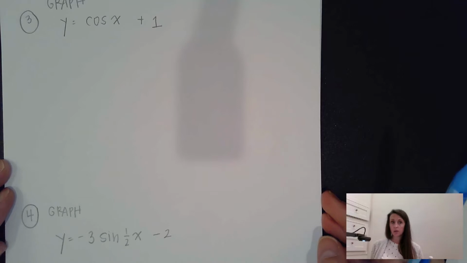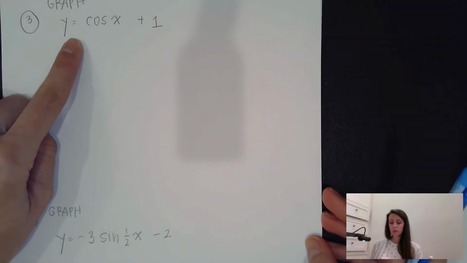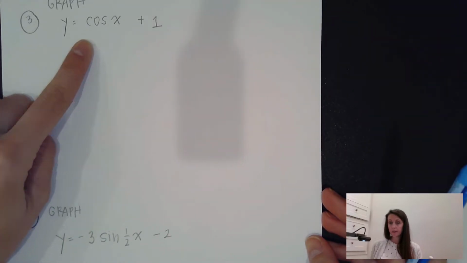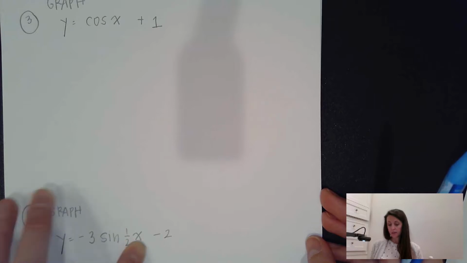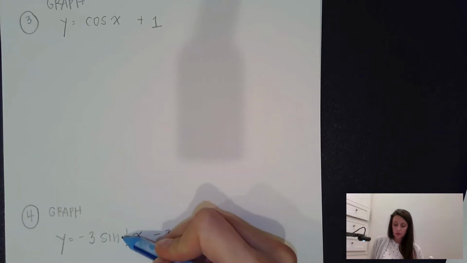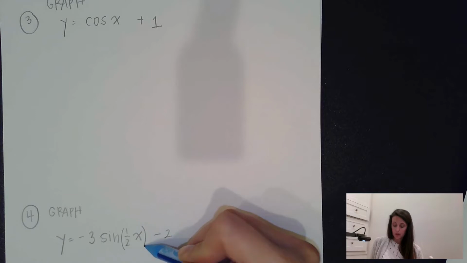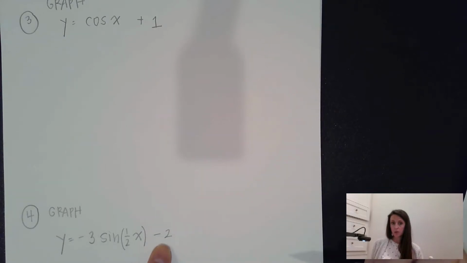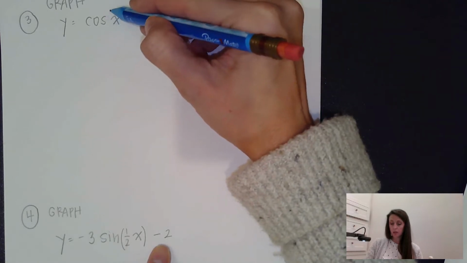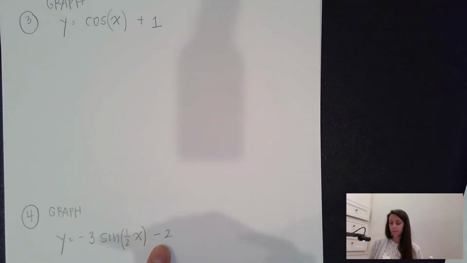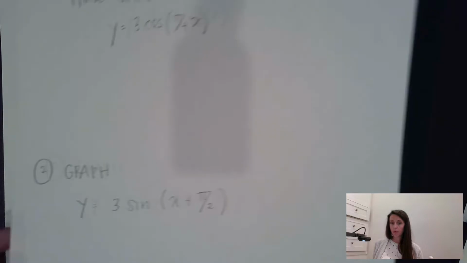The next two: the third one here says y equals cosine of x plus 1. And then this fourth one down here says y equals negative 3 times sine of 1/2 x minus 2. So this is basically on the inside, and then this minus 2 is on the outside. Same thing up here, this plus 1 is on the outside. So take a minute and do those four for me.